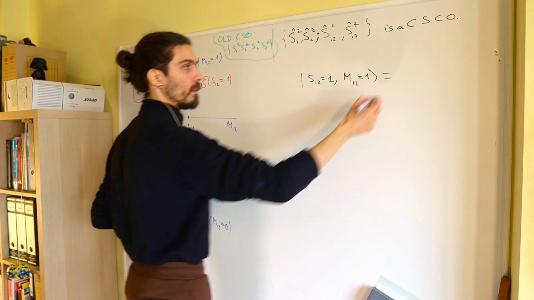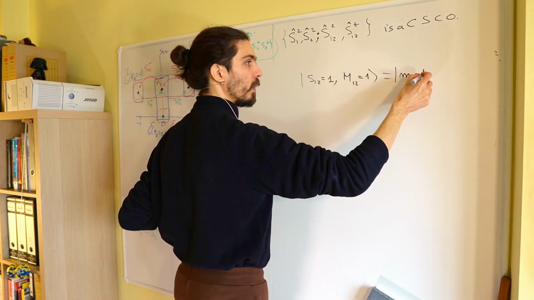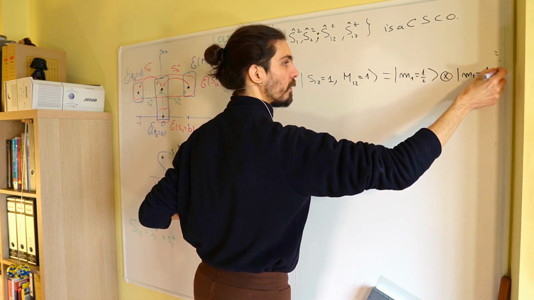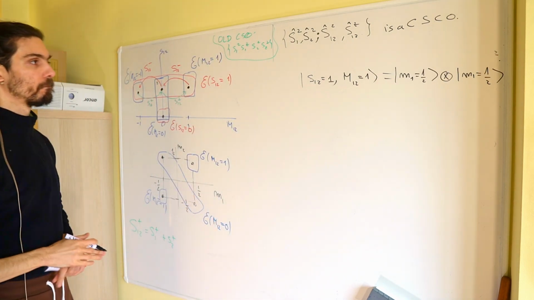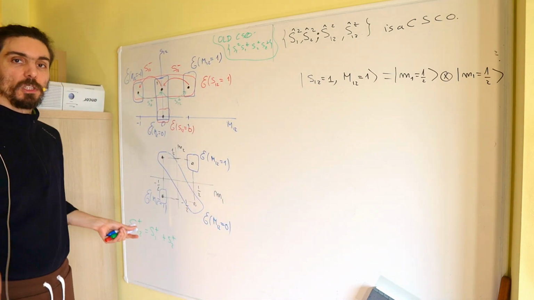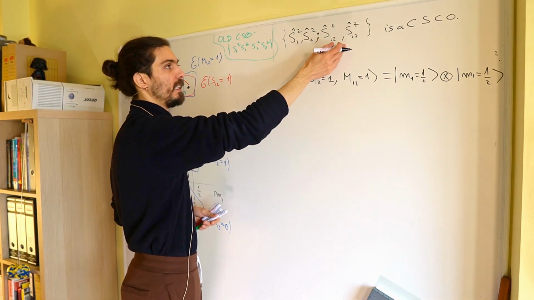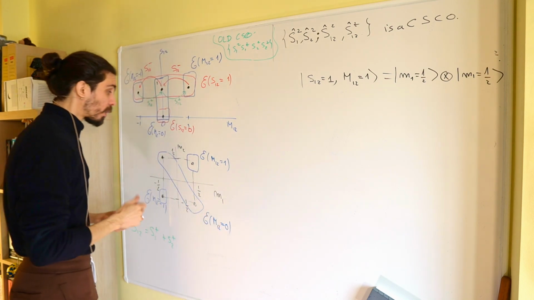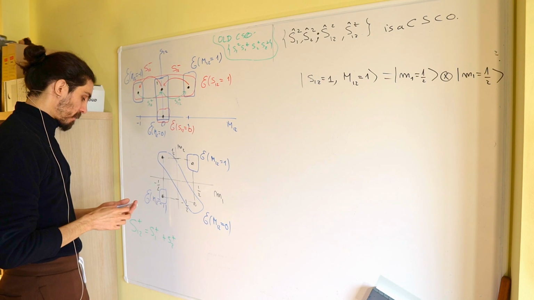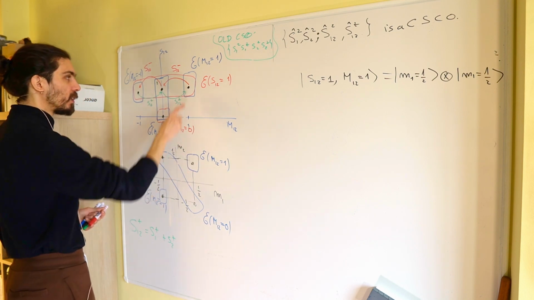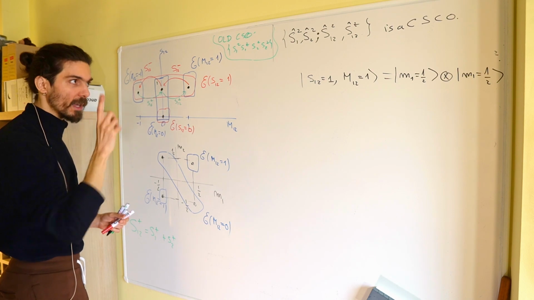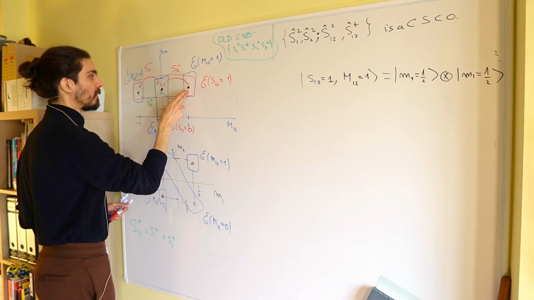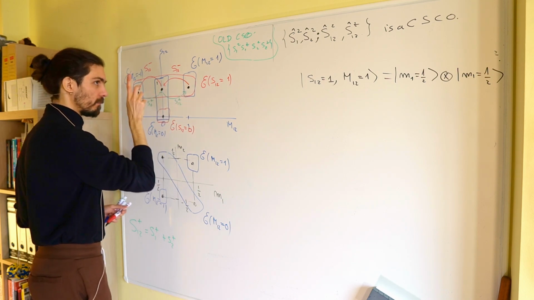So you get here m1 equal to 1f tensor with m2 equal to 1f. You see? This is the first connection we establish between the basis for this CSCO and the basis for that CSCO. But now something wonderful is going to happen, because if I know this connection, I can know all the others. Why is that? Because now I can act with S12 minus on this state. It gives me this state. Let's do it.